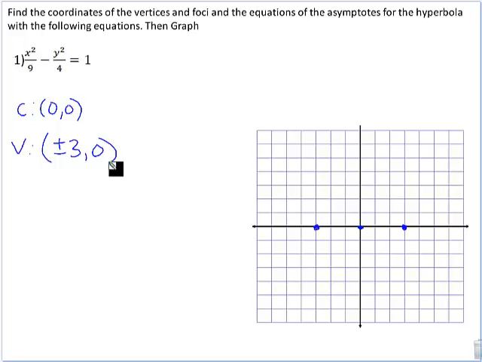Okay, so next up, now look at the value that's attached to our y. So what's attached to our y? 4, so it's the square root of 4. 2. So from the center, we're going to go up and down 2. Now, when you had an ellipse, what did you do with those 4 points? Yeah, you connected them and drew the ellipse in. For a hyperbola, though, we go out. So what we're going to do with these 4 points is we are going to create a box out of them.